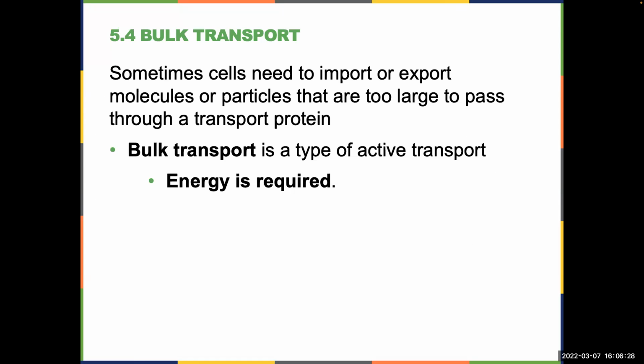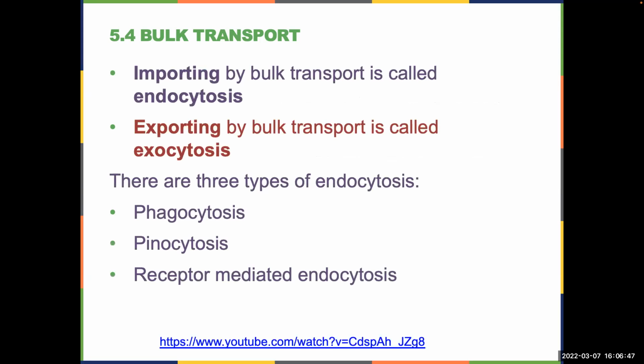Bulk transport, if it can't fit through the membrane and it can't fit through a protein, then you're going to have to use vesicles to transport in and out of the cell. And that's called bulk transport. This will take some energy in addition to the vesicle. Okay, so you can import, and it's called endocytosis, to bring it inside, or you can export to leave the cell, and that's called exocytosis. It's going to exit the cell.